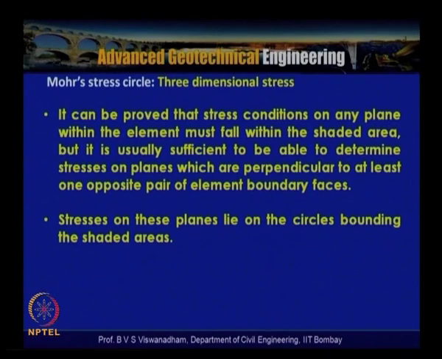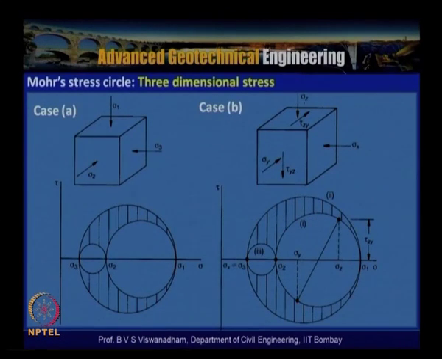So, stresses on these planes lie on the circle bounding the shaded area. These stresses for case A, where a block has only normal stresses, sigma 1, sigma 2 and sigma 3 are shown here. In this case the Mohr circle is represented as this circle, with sigma 1 and sigma 3, and sigma 2 is the intermediate principal stress.